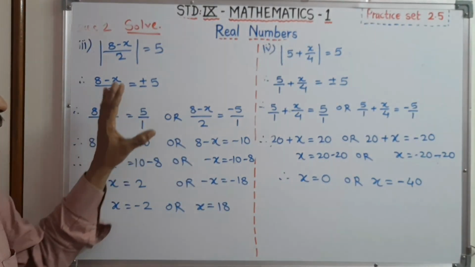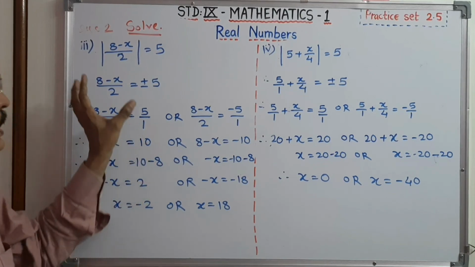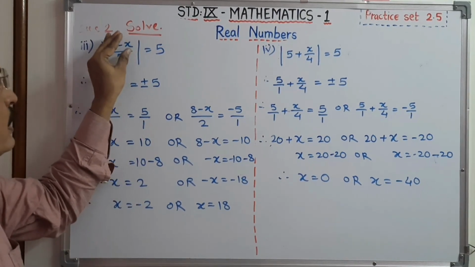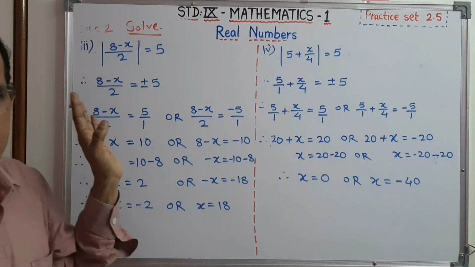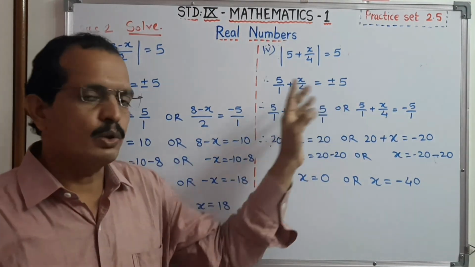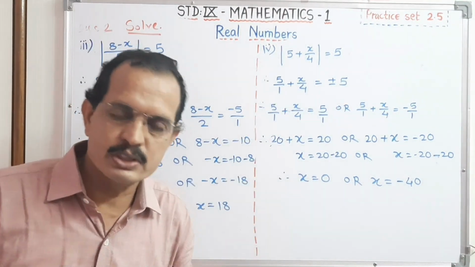Dear student, in this case, the most important thing is you have to assume that this is equal to plus or minus 5. This is equal to plus or minus 5. This is the most important step.